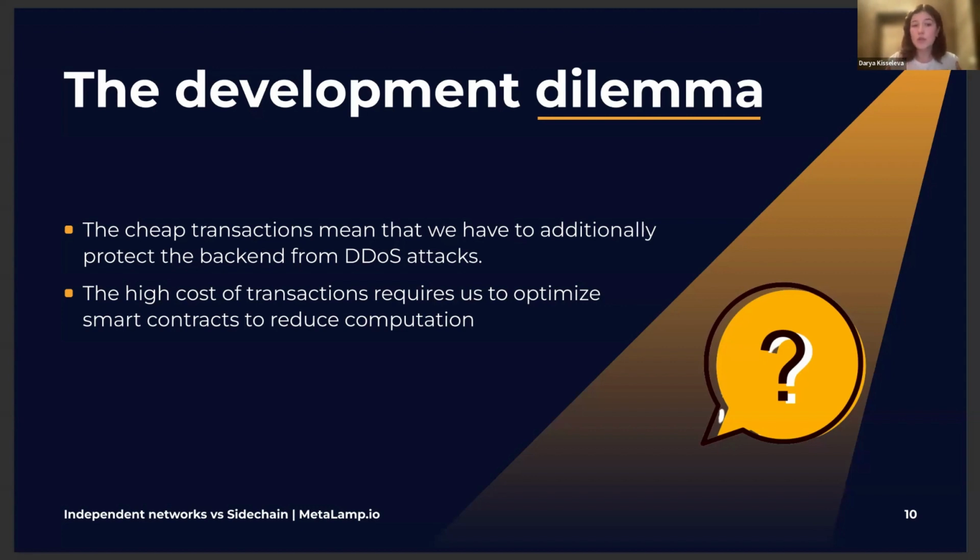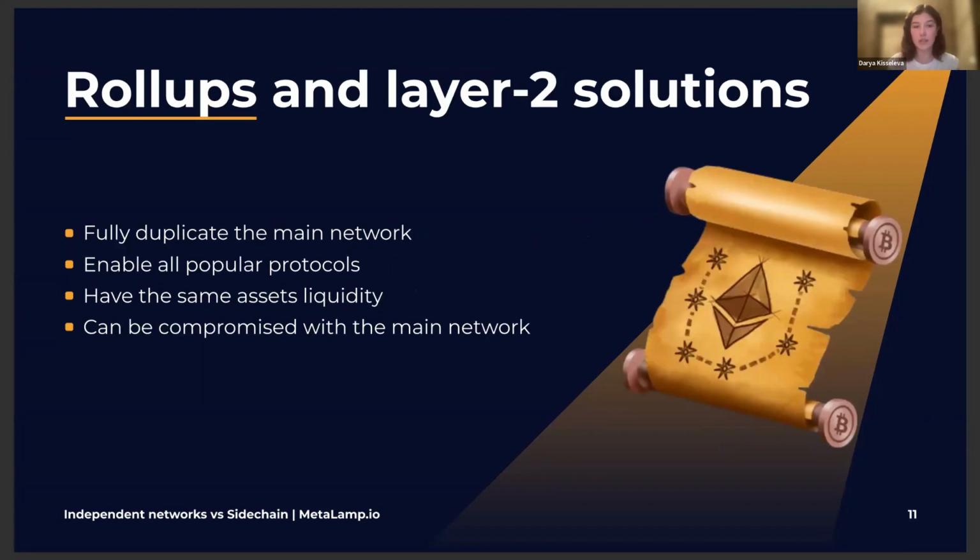But if we don't want to think about extra logic to protect it, we should choose a network with more expensive transactions and spend extra time and resources to optimize the smart contracts to reduce gas fees for calculations. In parallel to sidechains, you can also turn your attention to a second layer solution, or rollups.